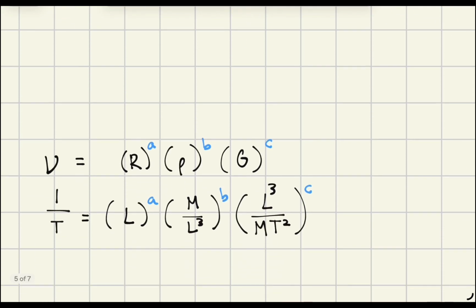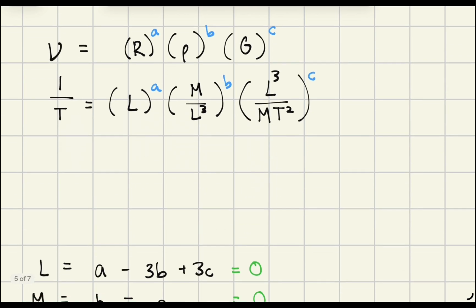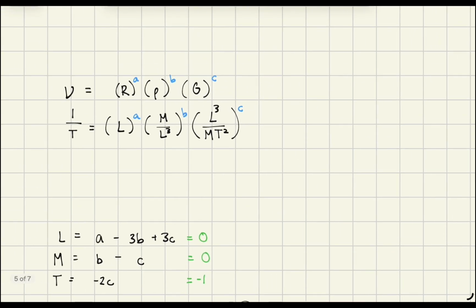So now, again, let's just write it. Nu is equal to r to the power of a times rho to the power of b times G to the power of c. And now dimensions: 1 over t is equal to L to the power of a times m over L cubed to the power of b times L cubed over m t squared to the power of c. So let's write our equations for length, mass, and time. For length, a minus 3b plus 3c is equal to 0. Mass, b minus c is equal to 0. And then for time, negative 2c is equal to negative 1.